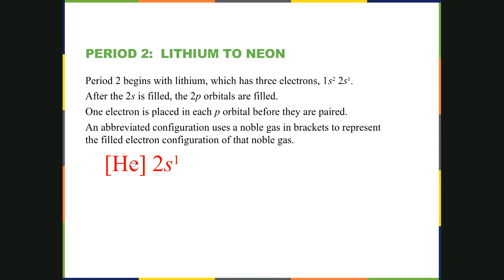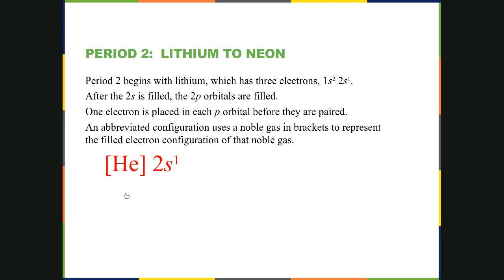So in this case, let's say we're writing the abbreviated electron configuration for lithium, which normally would be 1s2, 2s1. With an abbreviated configuration, I go back to the noble gas that came right before lithium, in that case helium, and I put that in brackets. That just represents the electron configuration for helium. And then I just tack on the extra electrons that I've added on to the original electron configuration for helium. Now, really, it doesn't shorten it in this case, but when you have electron configurations with 50, 60 electrons, it does make it simpler.